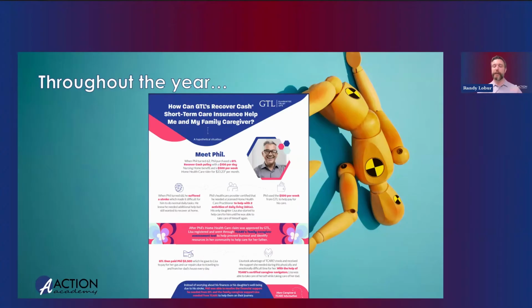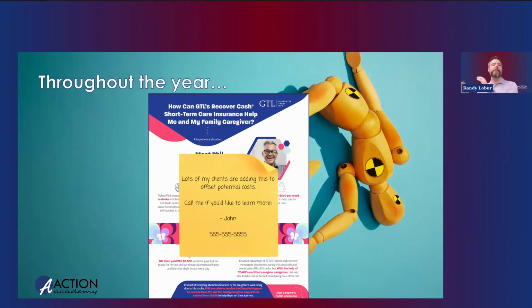Inside, they'll see the flyer that talks about the plan, but they might also see a handwritten sticky note from you. Lots of my clients are adding this to offset potential costs. Call me if you'd like to learn more, John or Susan or whatever your name happens to be, along with your phone number there. The power of that handwritten note, gosh, well, nobody gives a handwritten note anymore.